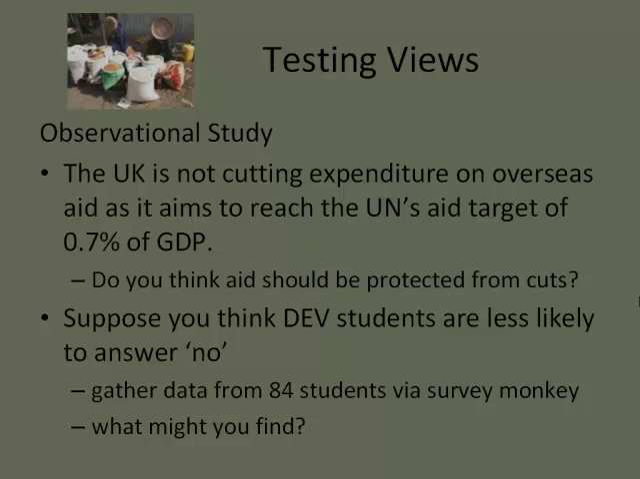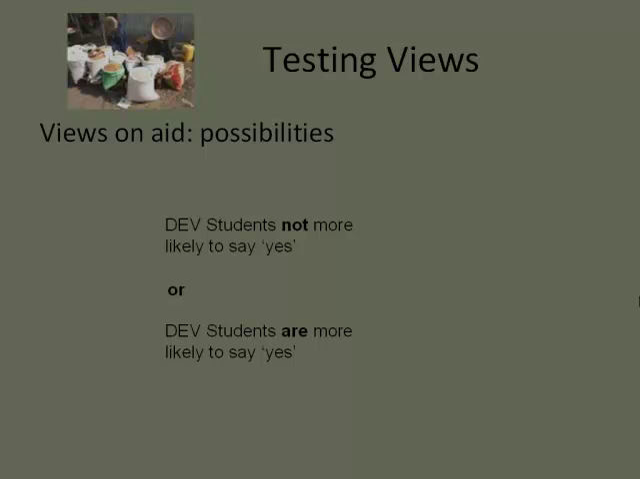If you really think that dev students are probably more pro, more yes aid, well, here's some possibilities that you could find. You could see one of those 2 things. These are 2 possibilities in the whole population, not the sample. The truth could be that either dev students are not more likely to say yes, or they are more likely to say yes.